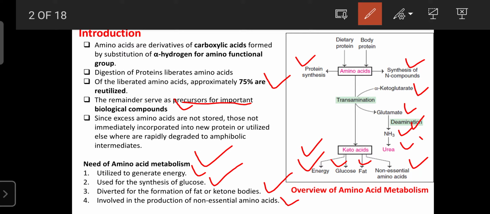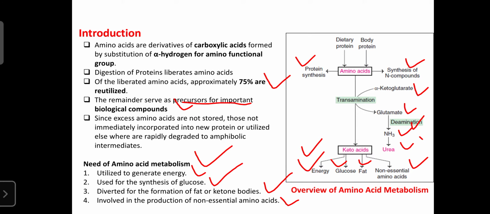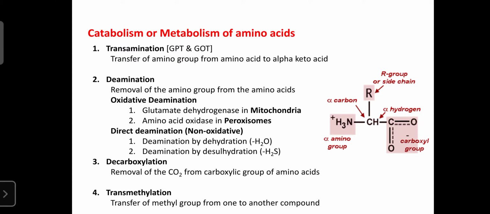Certainly, a total of 11 amino acids are non-essential. They are synthesized from the excess or dietary amino acids. So like that, amino acid metabolism is mandatory and continuously regulated in our body, for the purpose of energy, the synthesis of energy compounds, and the synthesis of non-essential compounds. So next one, regarding the catabolism or metabolism.